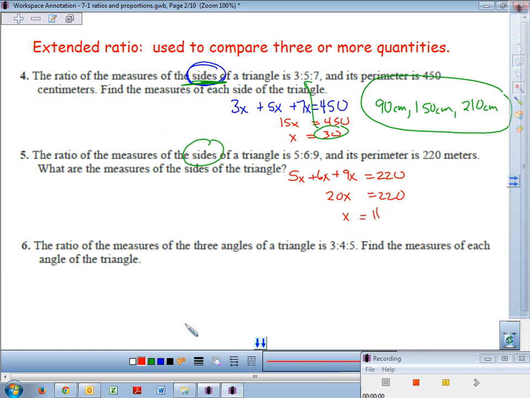And then to find the side length, you take 11 times every number in the ratio. So you'd get 55. Label it meters. And then 66 meters. And 99 meters.